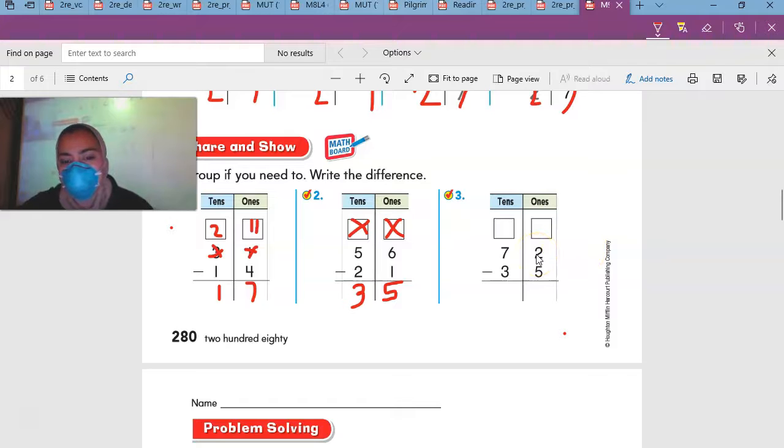Okay, Rena, number 3. What's the answer? 37. Let's see if that's right. 2 take away 7. Can we do that? No, you have to regroup.